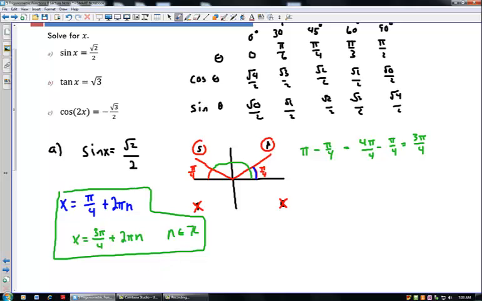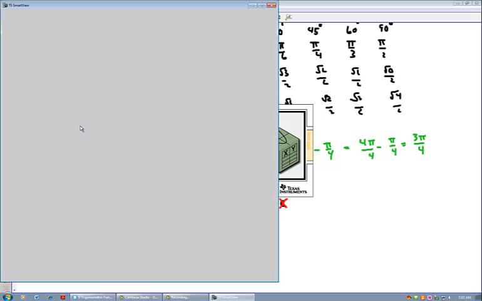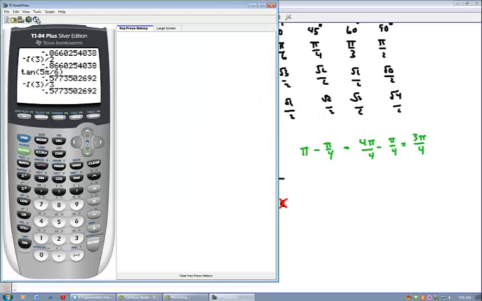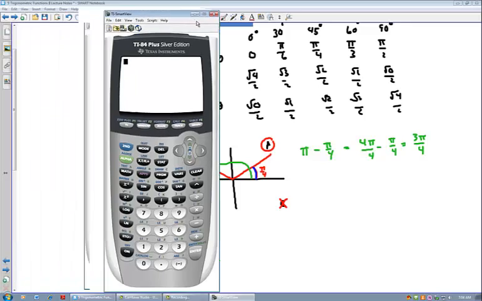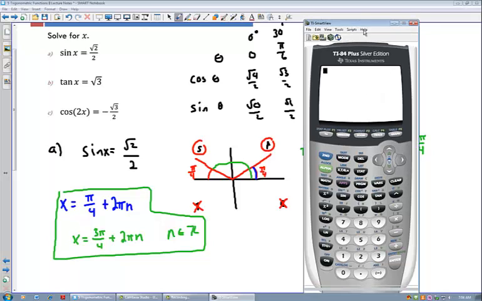Now you can always check your answers on your calculator, because that's what I like to do on an exam, because it's real easy to make mistakes on here. So first, always make sure your calculator is in radians. So hit mode, and notice my calculator radians is highlighted. And then I'm going to take, let's say, the sine of pi over 4. So second, pi divided by 4. And that works. That's 0.707, which is square root of 2 divided by 2.